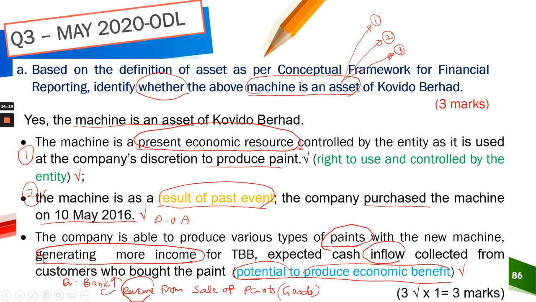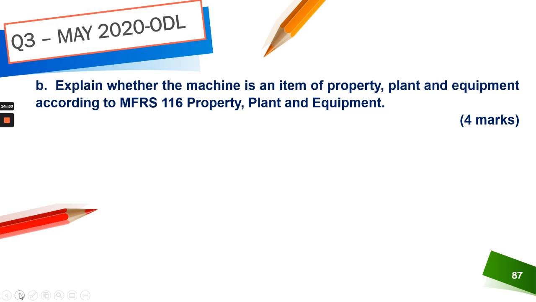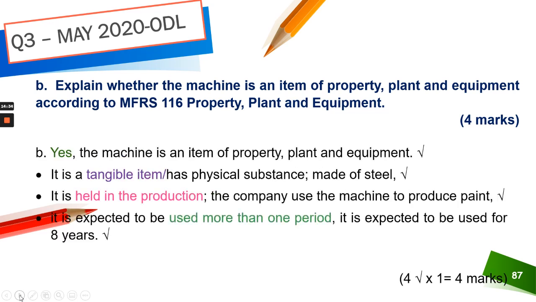When collecting the money from them as a result of what they purchased from you, that will bring your potential to produce economic benefit. So the next one is part B. Explain whether the machine is an item of property, plant and equipment. For this one you need to look at the definition as given in the question, PPE, or you can recall the diagram that I gave you.